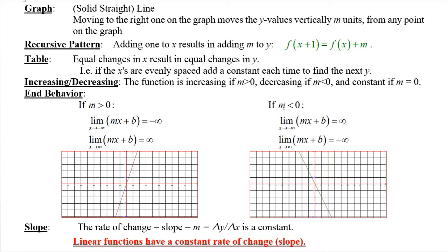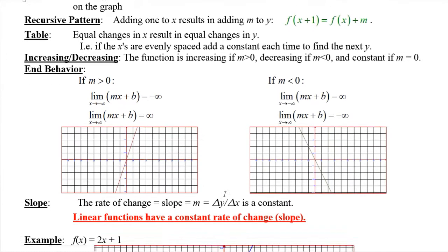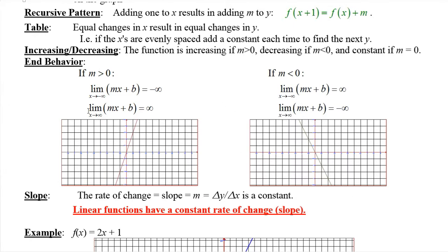But of course, if the slope is negative, it reverses. So the limit as x goes to infinity is negative infinity, and the limit as x goes to negative infinity is positive infinity. Of course, that means it doesn't have limits on the ends. It doesn't even have ends, really.